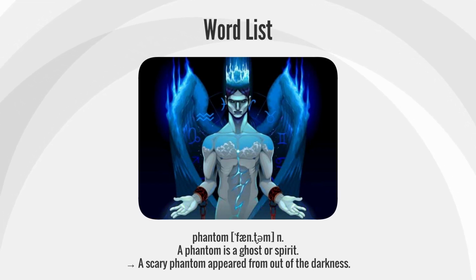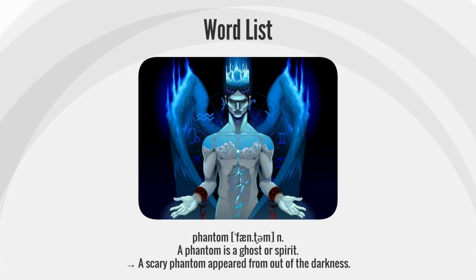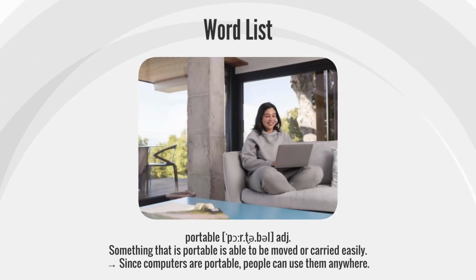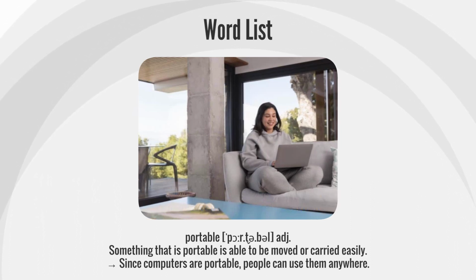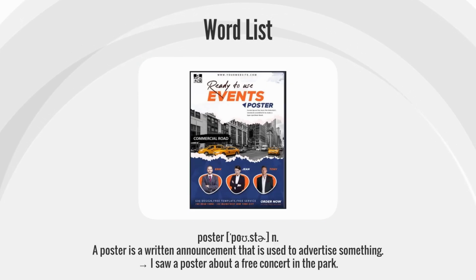Phantom. A phantom is a ghost or spirit. A scary phantom appeared from out of the darkness. Portable. Something that is portable is able to be moved or carried easily. Since computers are portable, people can use them anywhere. Poster. A poster is a written announcement that is used to advertise something. I saw a poster about a free concert in the park.